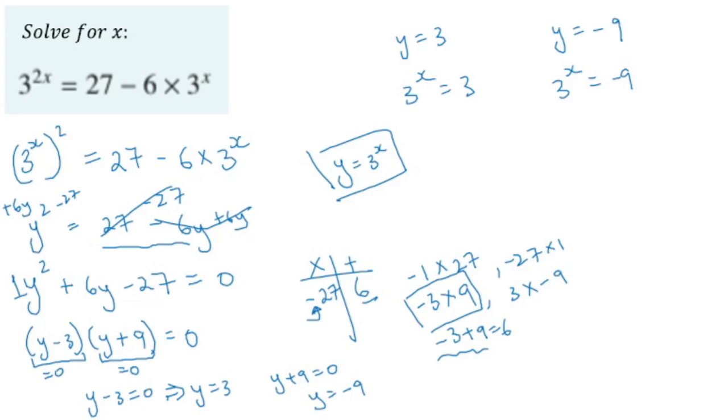For this one here, we know that 3 to the power of x equals 3. Well, 3 is just 3 to the power of 1. So that means x equals 1, because we can let the powers just equal each other. Now, there's no real number that you can raise 3 to the power of to get a negative answer. So this doesn't have an answer. So the only answer for this question is that x equals 1.